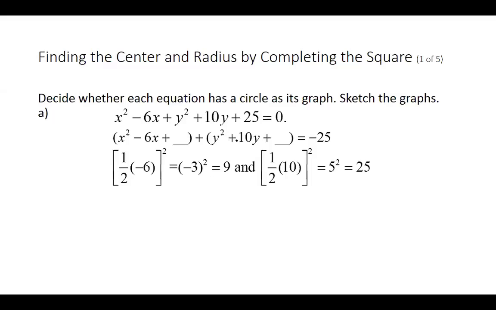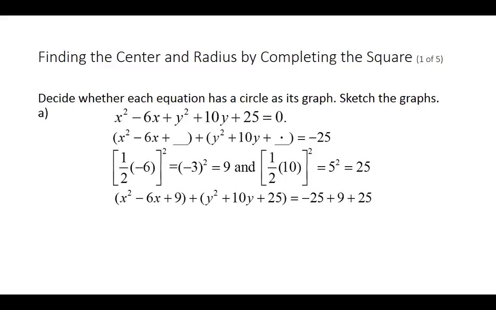Similarly, for y, I take the coefficient of y, which is 10, divided by 2, or multiplied by 1/2. You square it, you get 5 squared, which is 25. So I need to add 25 inside the second parenthesis to complete the square. When you do that, you need to add it to both sides of the equation so you don't affect the original equation. So when I add 9 inside the first parenthesis, I also have to add 9 to the right-hand side. Or we could look at it as adding and subtracting 9 on one side of the equation and then moving the 9 to the other side. Similarly, I need to add 25 to both sides of the equation.